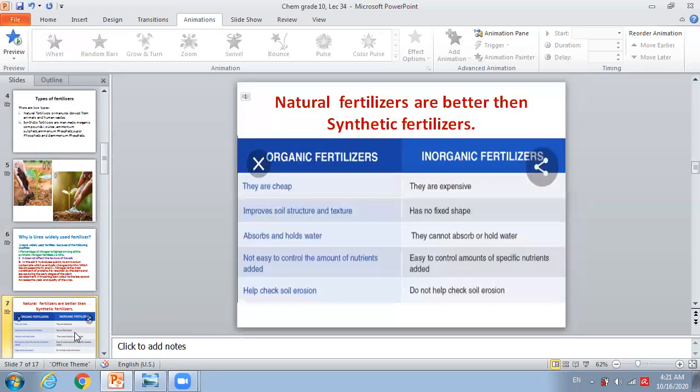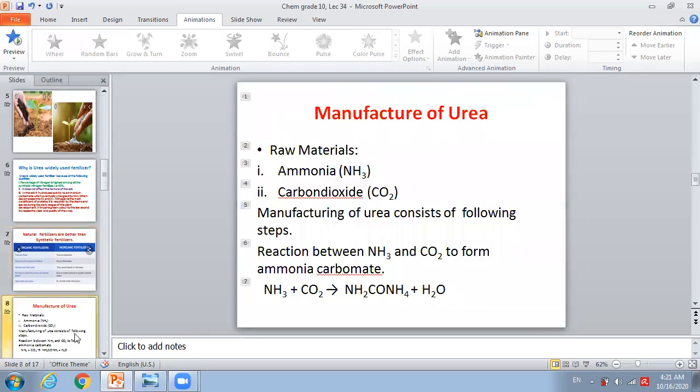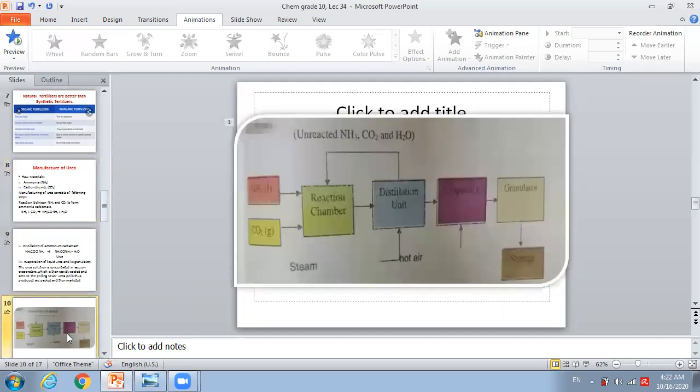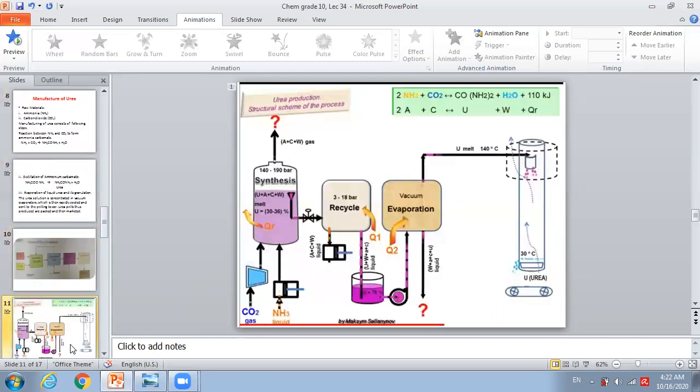Then we discussed synthetic fertilizer versus natural fertilizer, and I told you natural fertilizers are better than synthetic fertilizers. We also discussed some of the reasons why. Then for the manufacture of urea, we discussed the raw materials and the steps involved in the reaction. After that, we discussed the flow sheet diagram of urea manufacture, which is very important. Then we discussed an image of the apparatus used for the manufacture of urea.